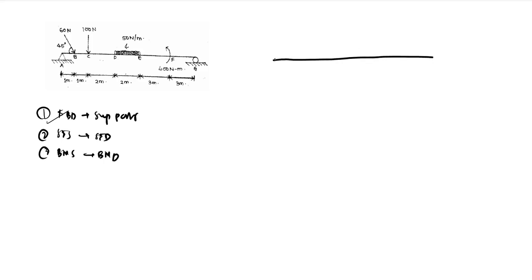Let us label the points A, B, C, D, E, F, and G. At G, we have a roller support, so we will give a vertical reaction force, let us say FGY. At A, we have a hinge support, so we will give reactions in both directions: the vertical one, let us call it FAY, and the horizontal one, let us call it FAX.